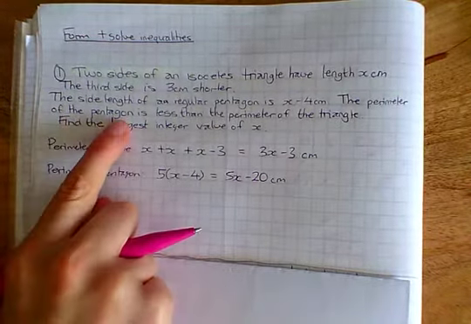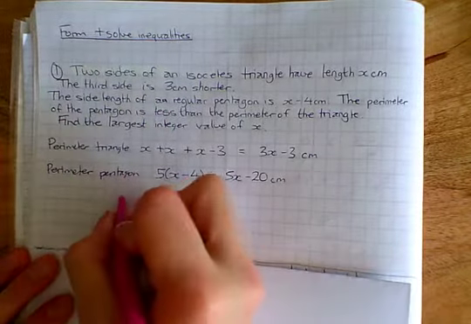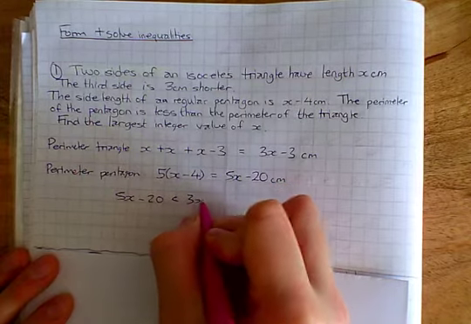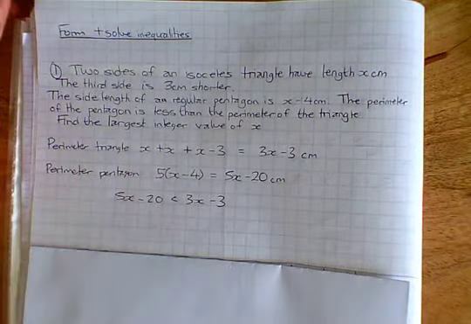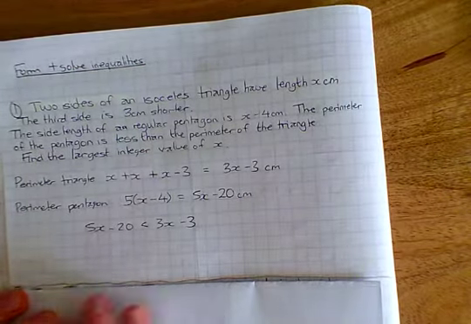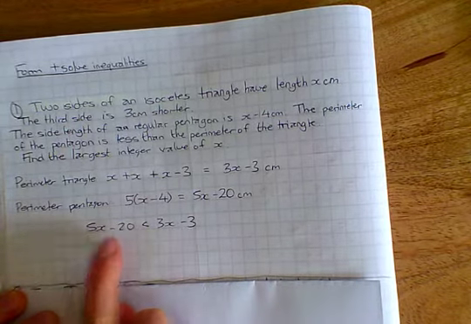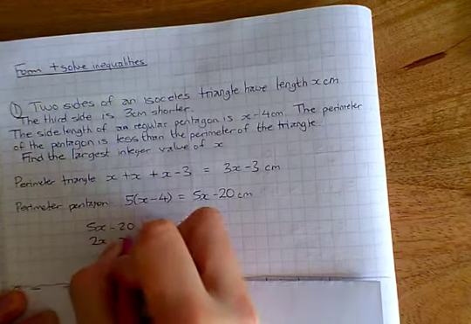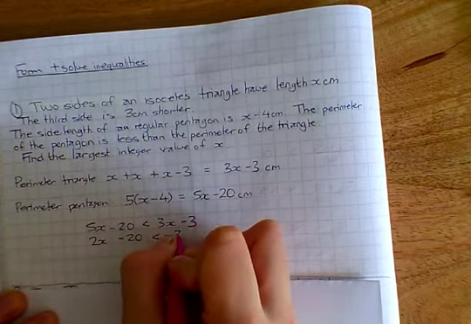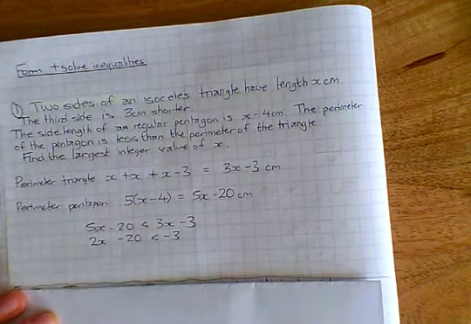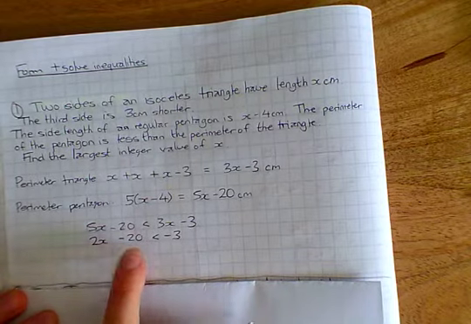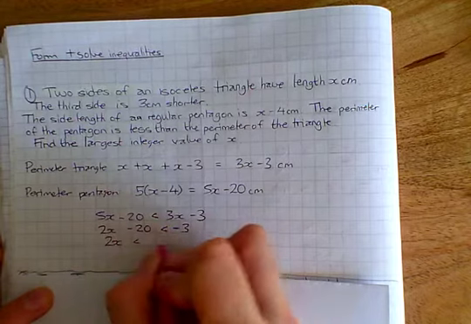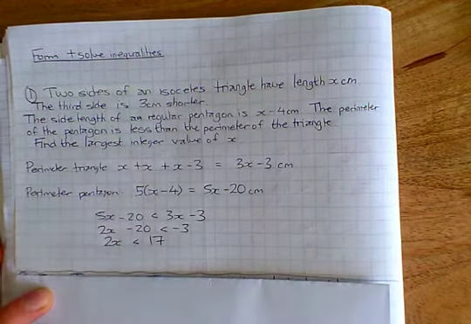Now we're told the perimeter of the pentagon is less than the perimeter of the triangle, so 5x minus 20 is less than 3x minus 3. So now to get x's on both sides, I'm going to subtract 3x from both sides to get 2x minus 20 is less than negative 3. Now I'll add 20 to both sides, so I would get 2x is less than 17.